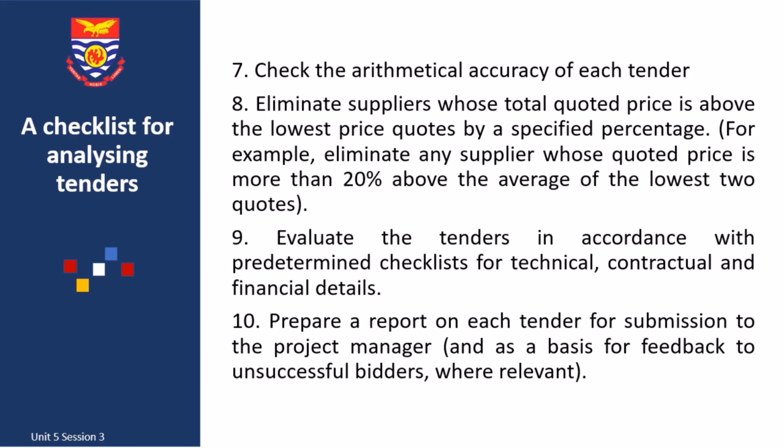Then 8, we need to eliminate suppliers whose total quoted price is above the lowest price quote by a specified percentage. For example, we need to eliminate any supplier whose quoted price is more than, let's say, 20% above the average of the lowest two quotes.